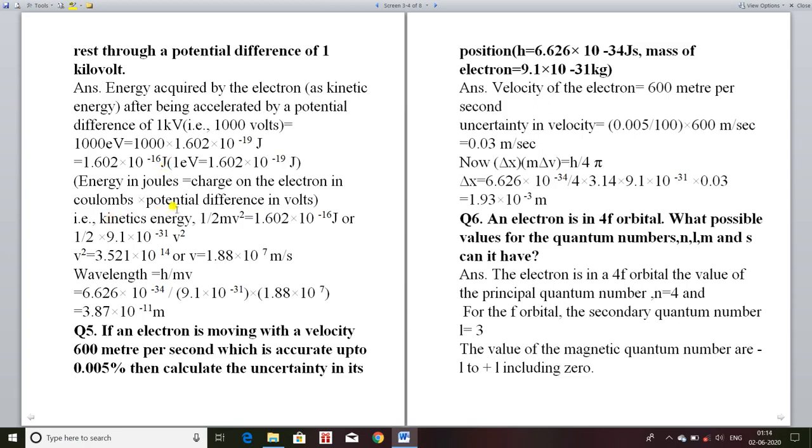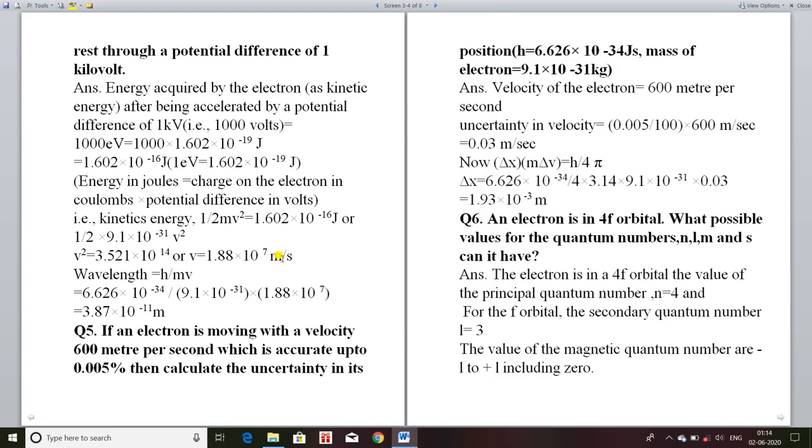Now energy in joules is equal to charge on the electron in coulombs times potential difference in volts. And formula of kinetic energy is ½mv² is equal to 1.602 × 10^-16. This is the value of kinetic energy. Now you will put value of m and v. Value of m is 9.1 × 10^-31, which is mass of electron, and here we have to determine value of v, that means velocity. So here v² is equal to 3.521 × 10^40. So we can calculate value of v, which is equal to 1.88 × 10^7 meter per second.